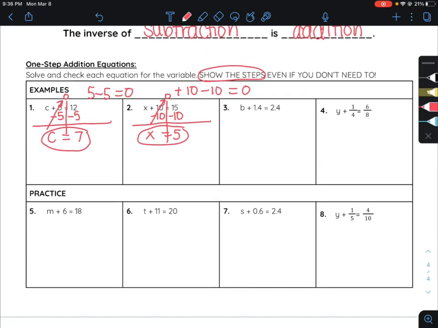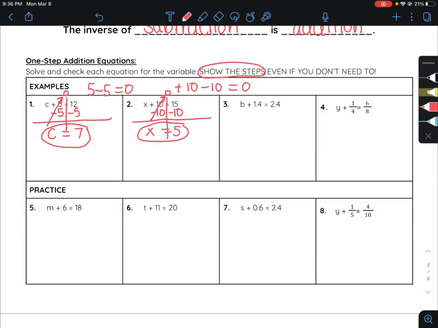This does work exactly the same way if you use decimals and fractions. So draw your line down through the equal sign. Look for the variable. See what's happening to it. So what I see is it's being added to 1.4. We want the opposite of adding 1.4, which would be subtracting 1.4. Why? Because 1.4 minus 1.4 is 0. So that's going to get rid of all that stuff on the side with the b.